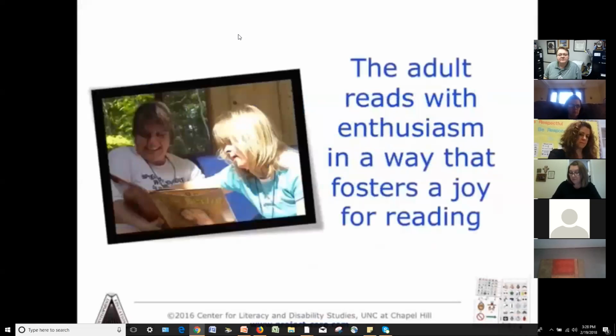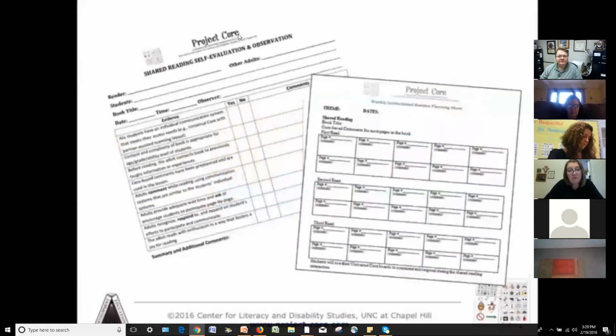The last thing for adults to attend to is their own level of enthusiasm. Students are going to be much more likely to engage and interact if the adult reads with enthusiasm in a way that fosters a joy of reading and participating. On the Project Core website, you will find a planning form that will help you plan universal core-based comments to use during shared reading, and a self-evaluation or observation form that lists each of the features of shared reading described in this training.